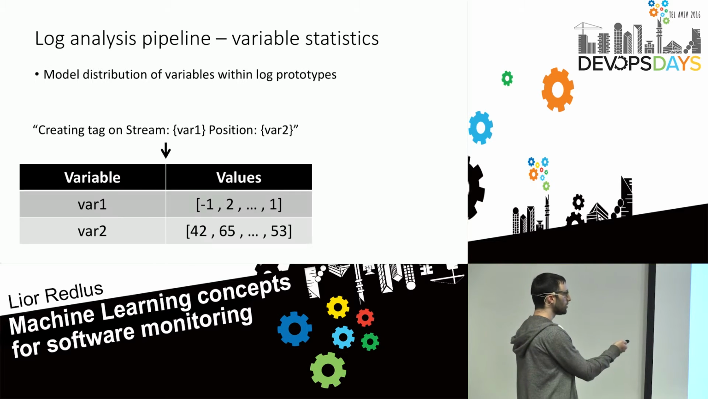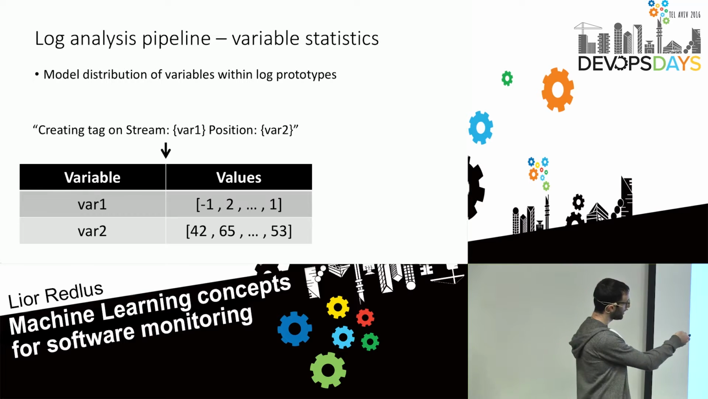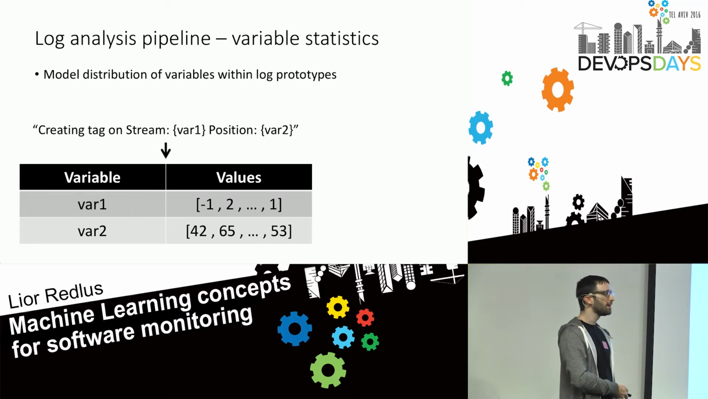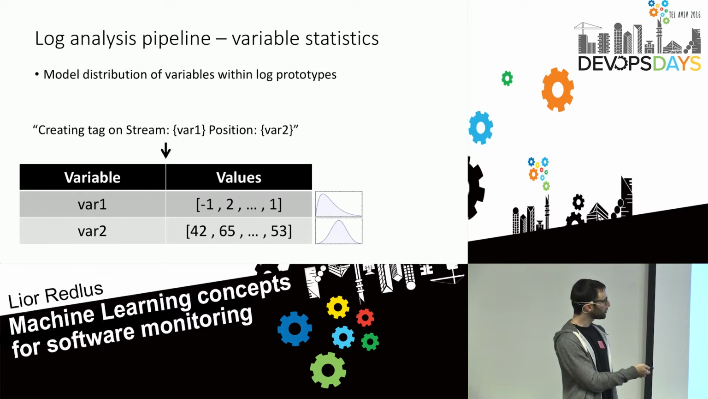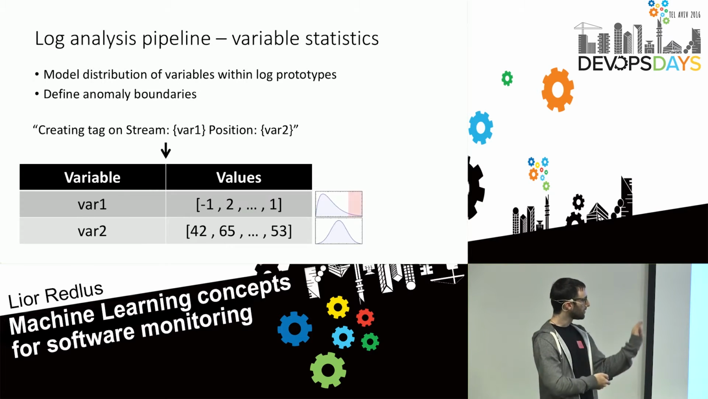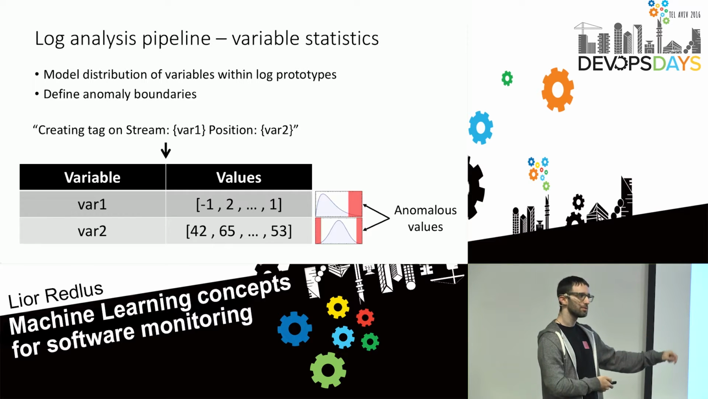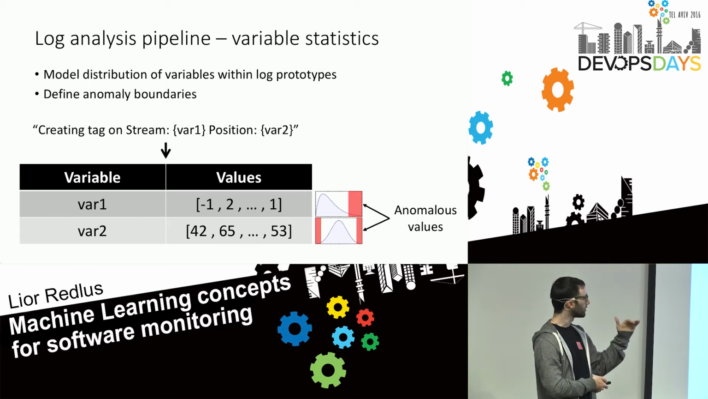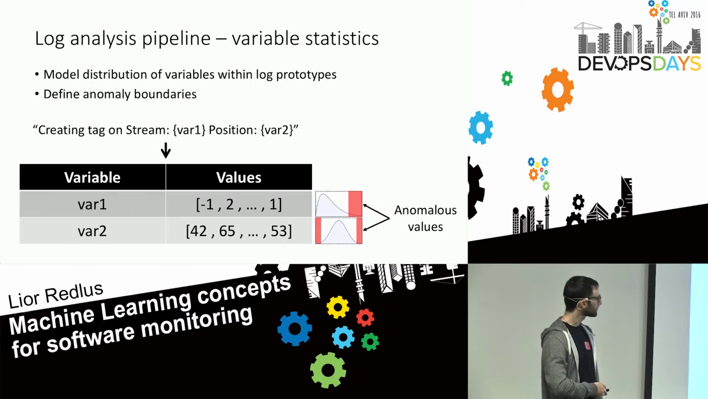After having our log prototype, we can now collect the values that these variables have and find a distribution that best represents the behavior of these log records and the variables inside them. After we find the distributions, we can define the bands which are anomalous in the behavior of these logs, and then alert whenever these variables jump out of the normal behavior that we expect from this log record.